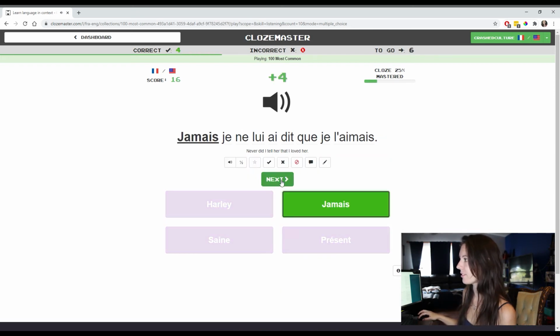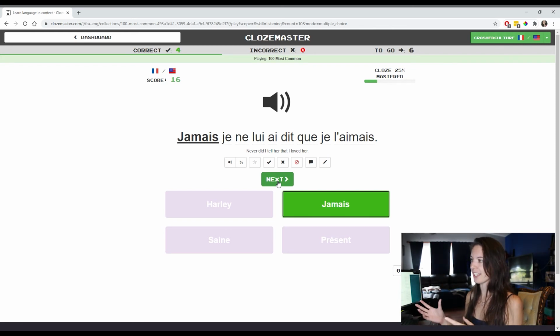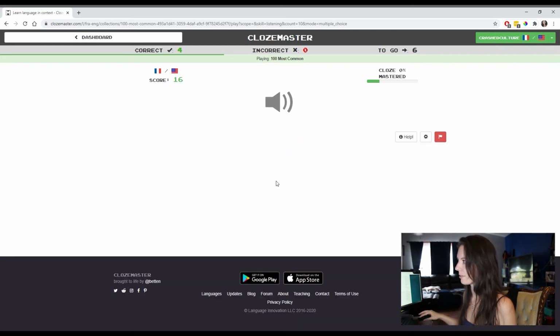Jamais je ne lui ai dit que je l'aimais. Right now, I know all of these words vocabulary-wise. Vocabularily, it's a new word, okay. But putting them together in this way is above my grammar.